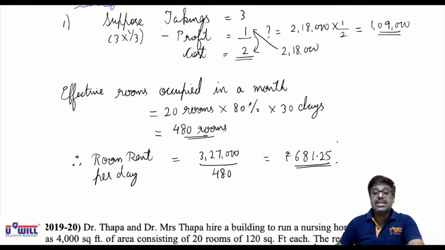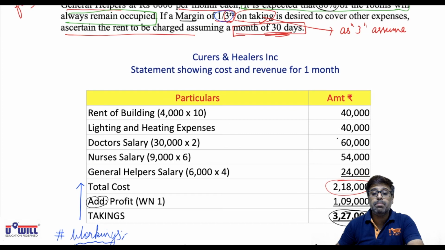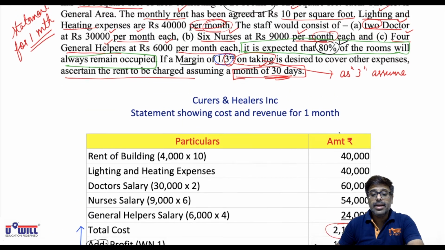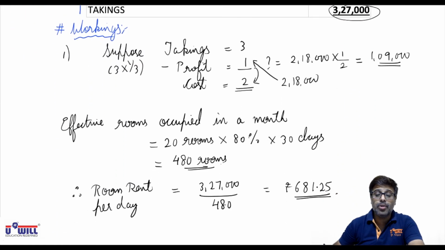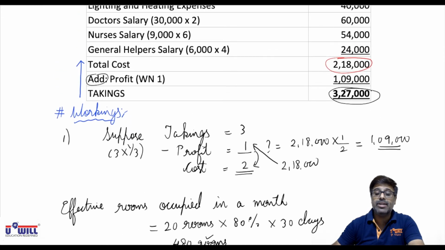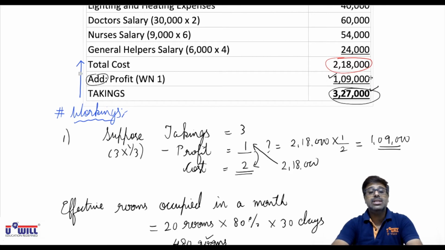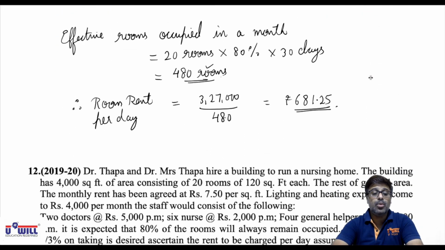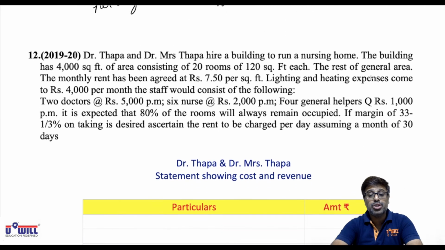So if you charge 681.25 rupees per day per room, and in 1 month 480 rooms go on rent, we'll be able to recover 3,27,000 and earn 1,09,000 of profit. So this is how we have to solve these questions. Very, very simple compared to break-even point questions.